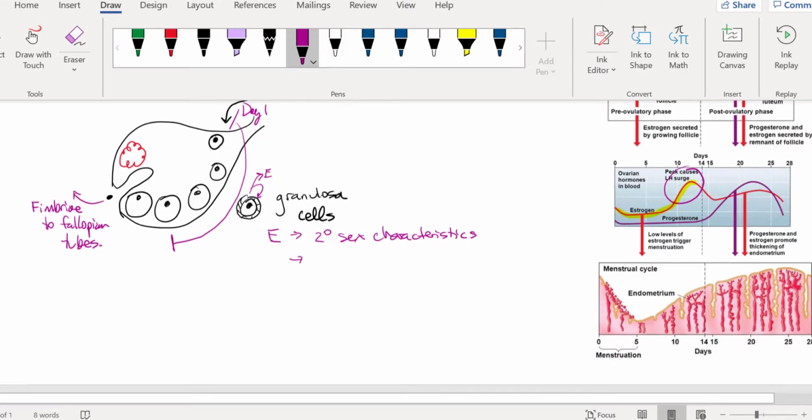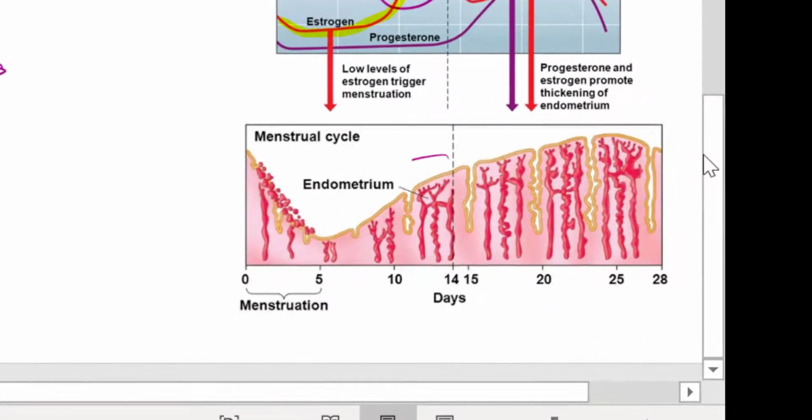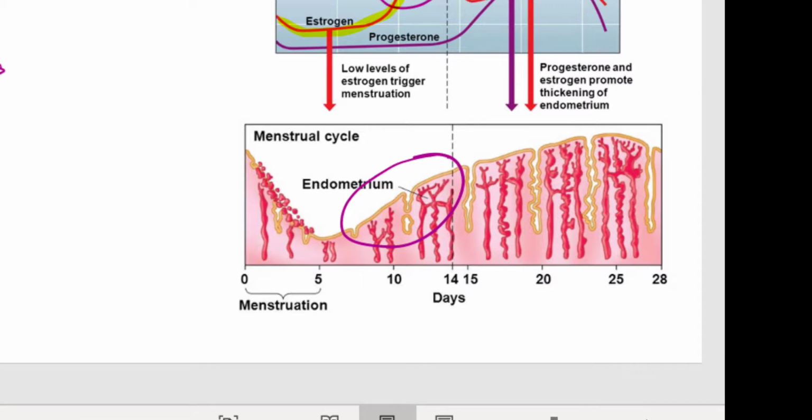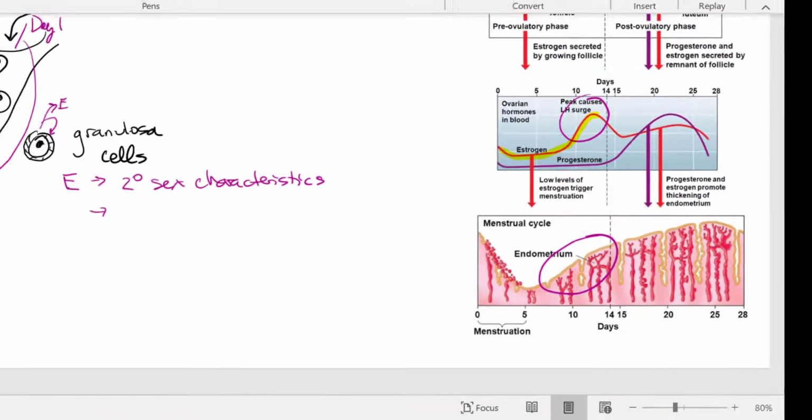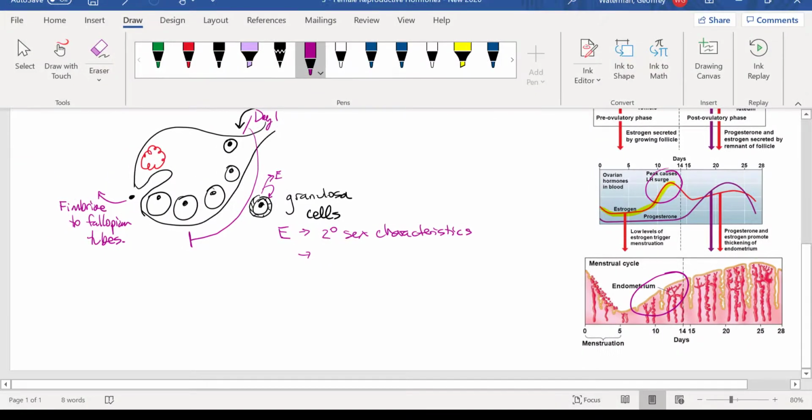And you can see that right here: as we get more and more estrogen from the granulosa cells, it starts to thicken the endometrium. All right, we're going to go back to the first 5 days in a sec, but it thickens the endometrium.